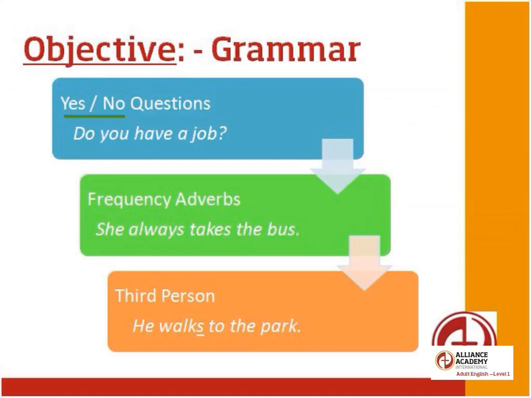Here's an example. Do you have a job? Remember that when we form questions, we need the auxiliary verb do. We'll also look at frequency adverbs. Here's an example. She always takes the bus. That's a frequency adverb. And we will also revisit third person. A very quick look at some rules in how to use third person correctly.